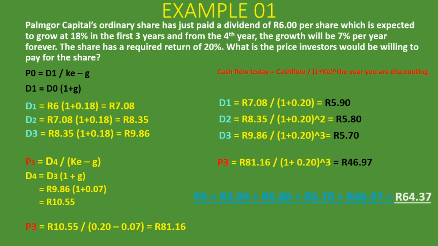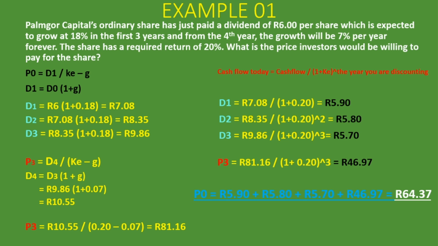Here it is. P0, which is the current market price of a share, which we are asked to calculate, what the investors would be willing to pay for the share. So it's going to be all these discounted cash flows added together, like I said. So it's 5 rand 90 plus 5 rand 80 plus 5 rand 70 plus 46 rand 97 cents, and it will give us the current market price of a share of 64 rand 37 cents. Okay, I hope this example has made sense.